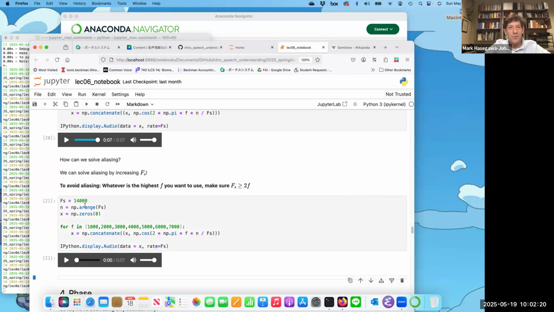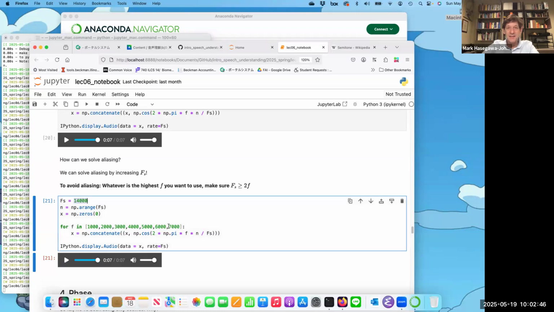So now if I have 14,000 samples per second, we should be able to hear all of those 7 different notes. It gets hard to hear at the end, but you can hear that it keeps going up in frequency because we don't have that aliasing. Because we have 14,000 samples per second, and that's greater than or equal to 7,000. And so it's able to represent all of those tones all the way up to 7,000 hertz.